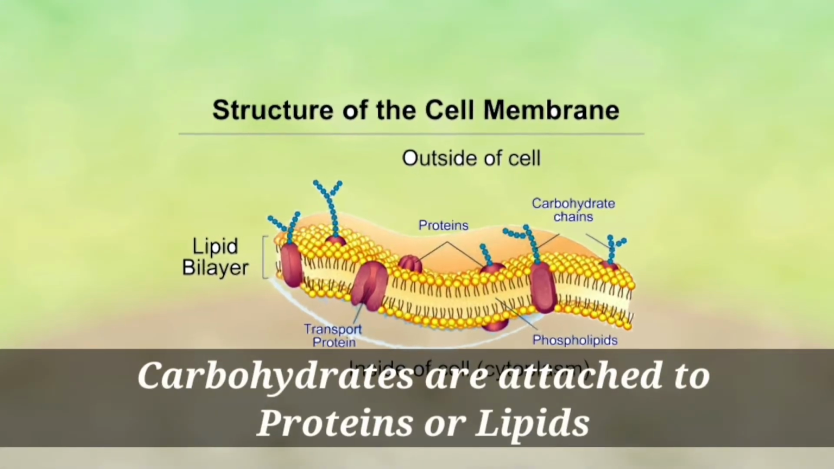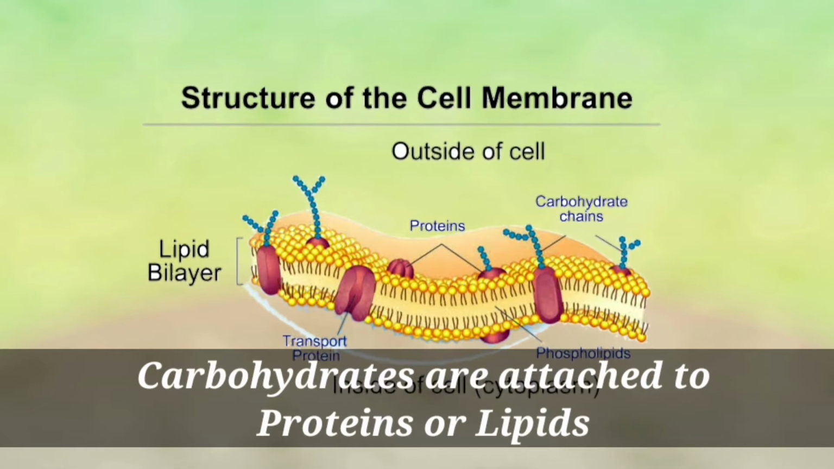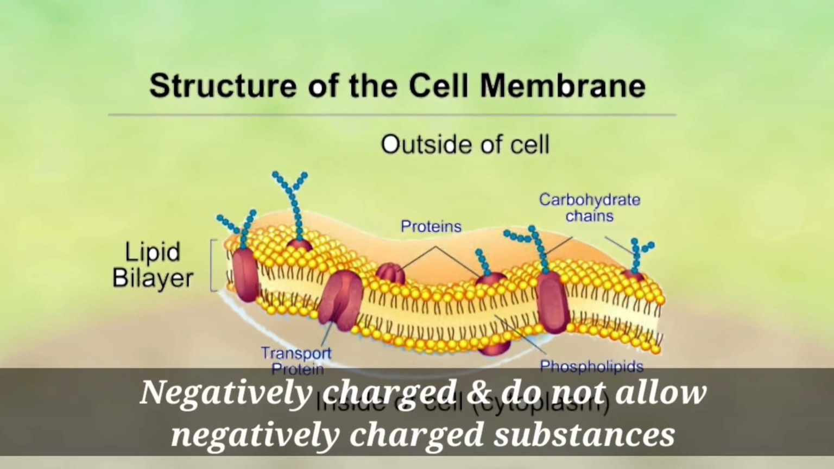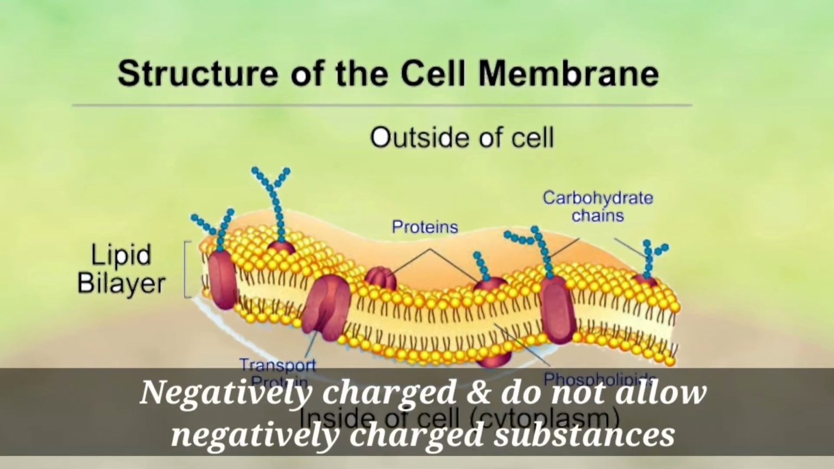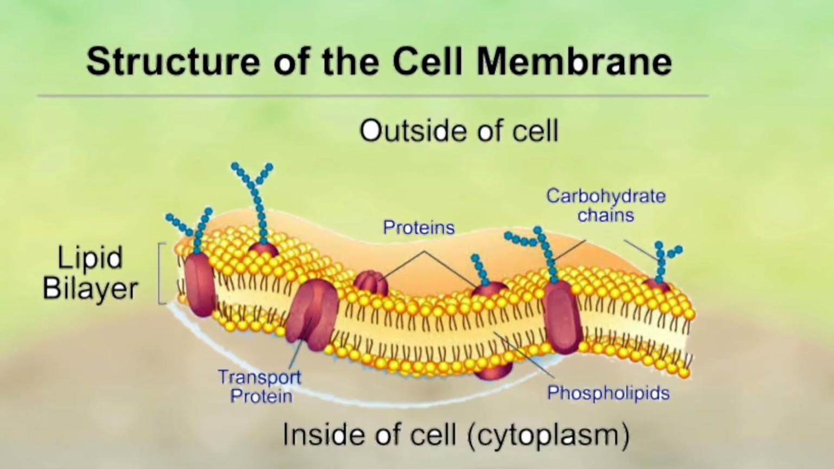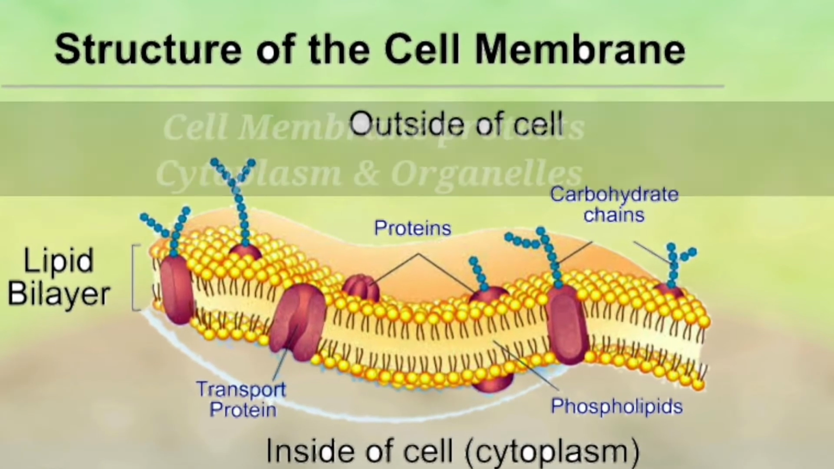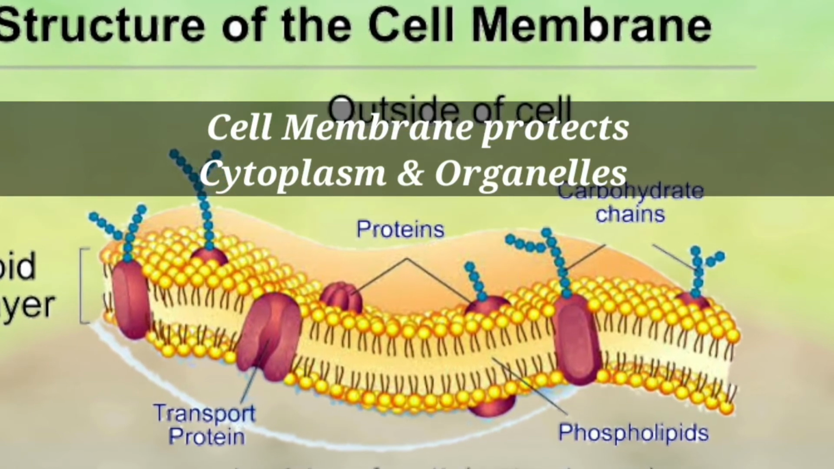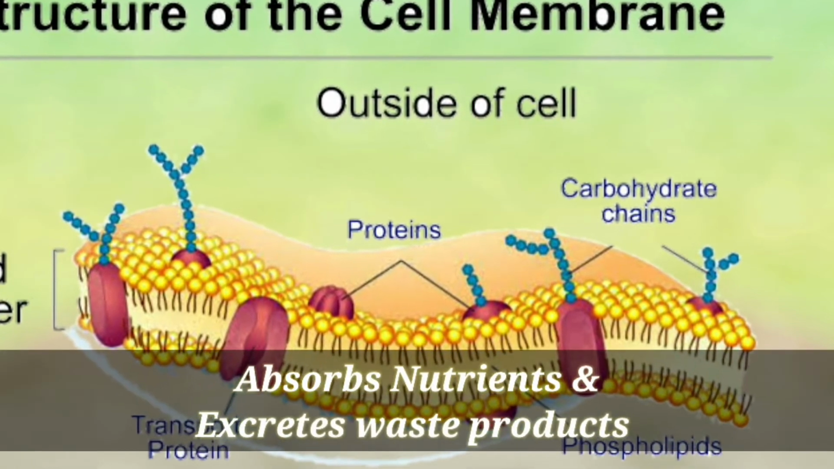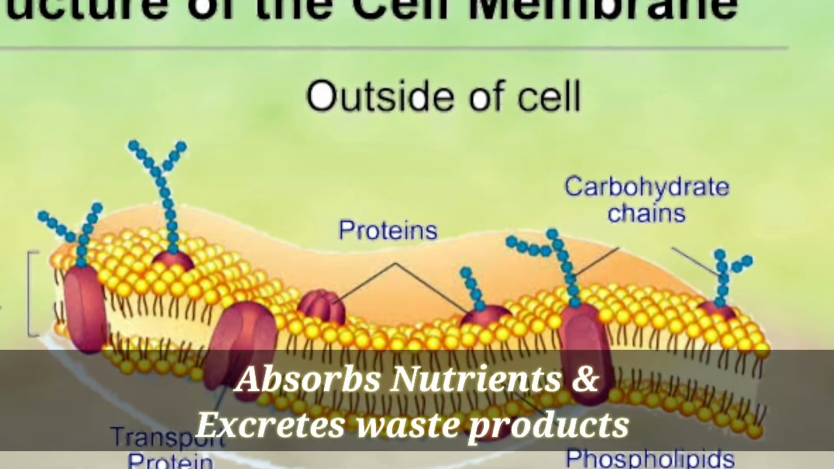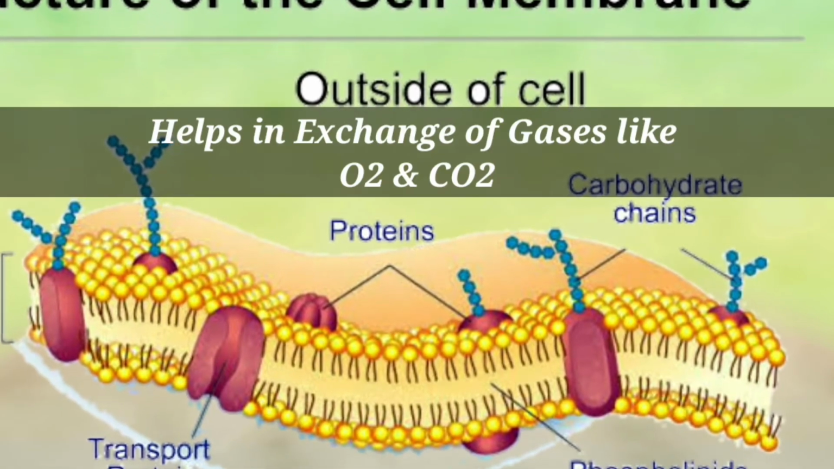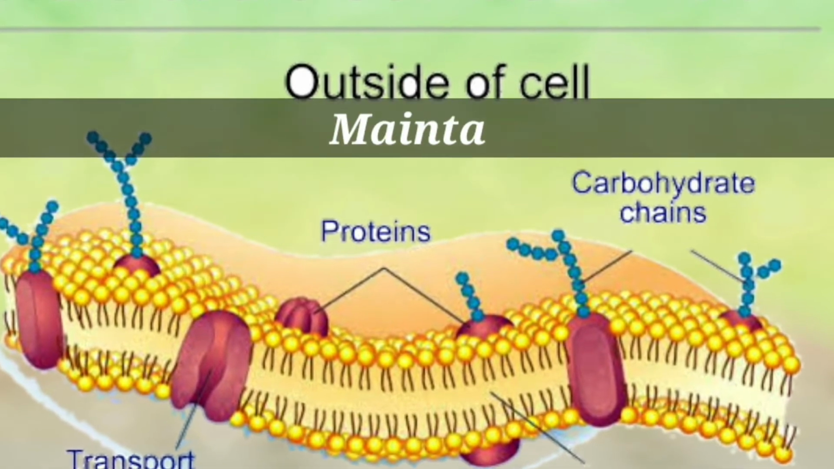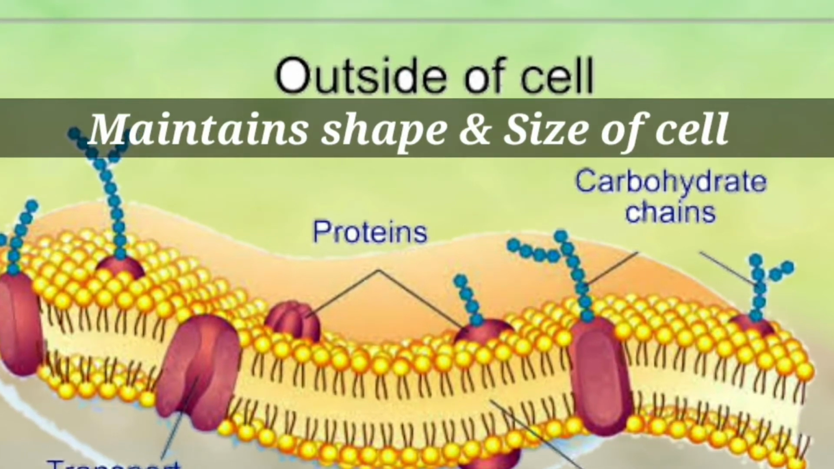Carbohydrates are attached to proteins or lipids. They are negatively charged and do not allow the movement of negatively charged substances. Thus, the cell membrane protects the cytoplasm and organelles. They absorb nutrients, they excrete the waste products, they help in exchange of gases like oxygen and carbon dioxide, and helps in maintenance of shape and size of the cell.